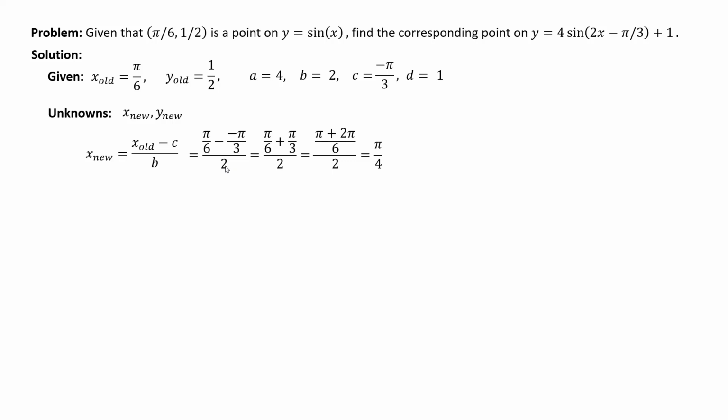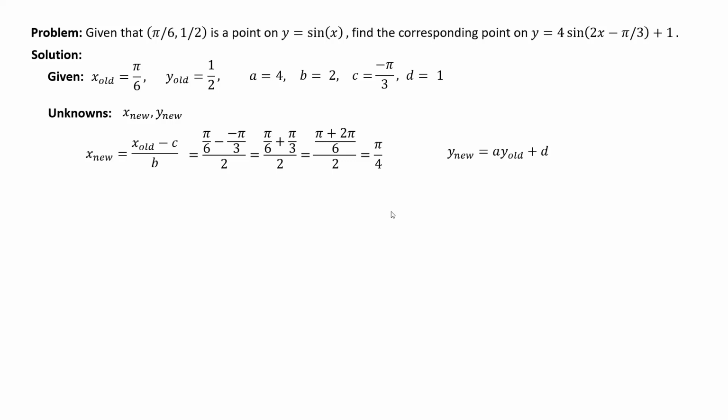So the top becomes pi/6 plus pi/3, and the common denominator is 6. So 6 over 6 is 1, 1 times pi is pi. 6 over 3 is 2, 2 times pi is 2 pi. So pi plus 2 pi on the top over 6. And that's going to be 3 pi over 6 all over 2, and that simplifies to pi over 4. Ta-da! Done. So x new is pi/4.